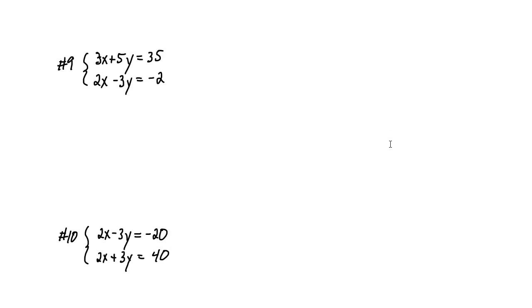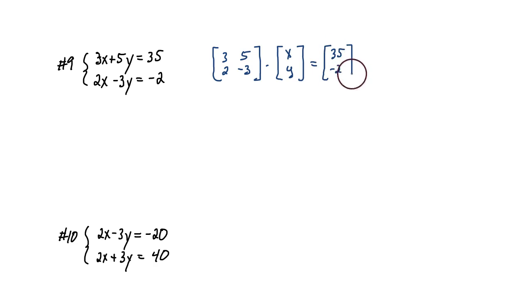Now number 9. This time I don't notice any special cases where the one equation looks like a multiple of the first. So let's make our matrix equation. 3, 5, 2, -3. And now the variables are still x and y. And the constants are 35 and -2. Let's get the inverse of this.